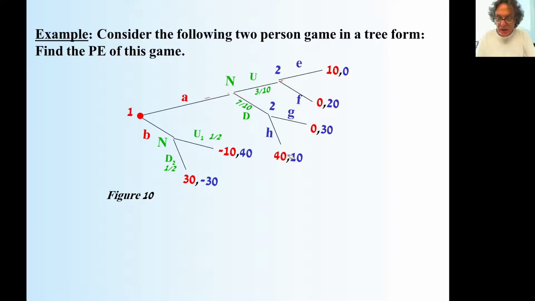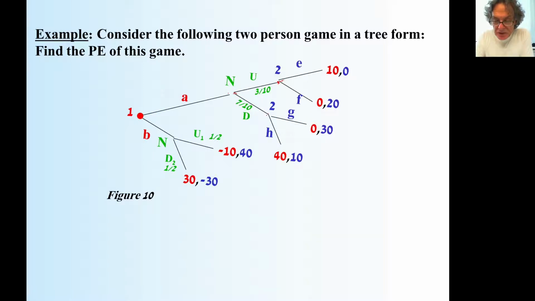It's just we analyze, we know that if player 1 goes A, then there is some uncertainty. With some probability 3 over 10, the game continues up, and with some probability 7 over 10, they should add up to 1, he goes down. If he goes up, then 2 can choose to go E, in which case 1 obtains 10 and 2 obtains 0. And 2 can go F, in which case 1 gets 0 and she gets 20.